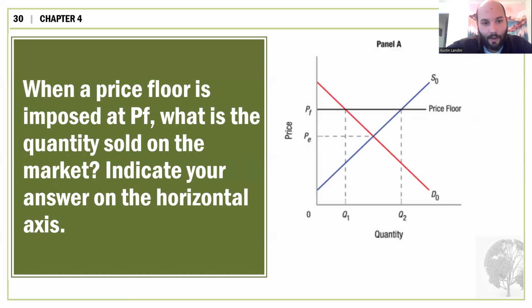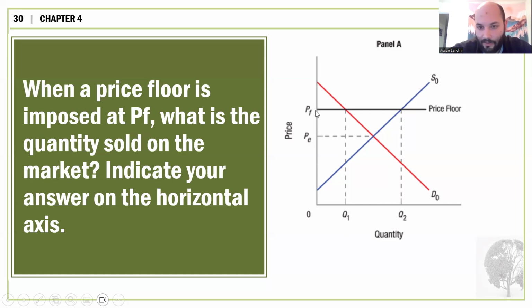All right, here, a price floor is imposed at PF, so the price can't go below this amount. Does this price floor matter? Yes, it does, because the price would go below it to the equilibrium. So what's going to be the quantity sold on the market? There's basically two options here, Q1 or Q2. So how many are going to be actually sold?